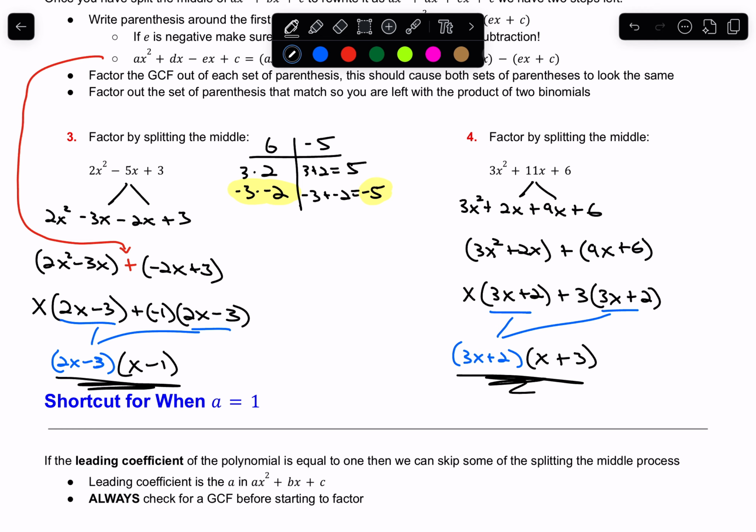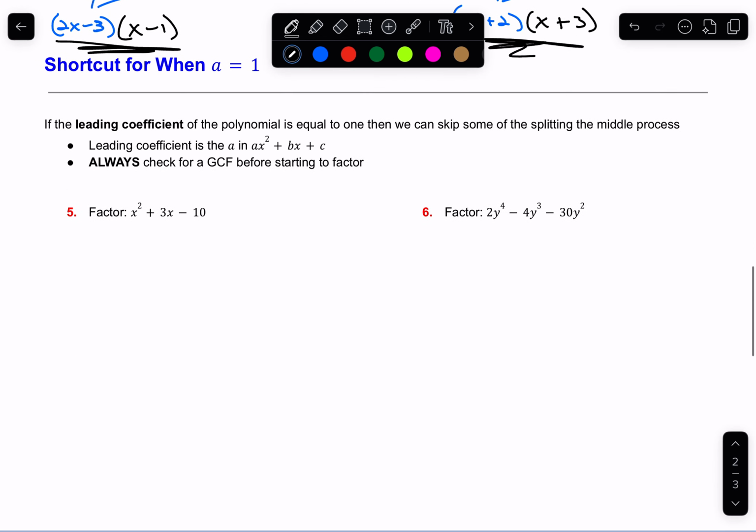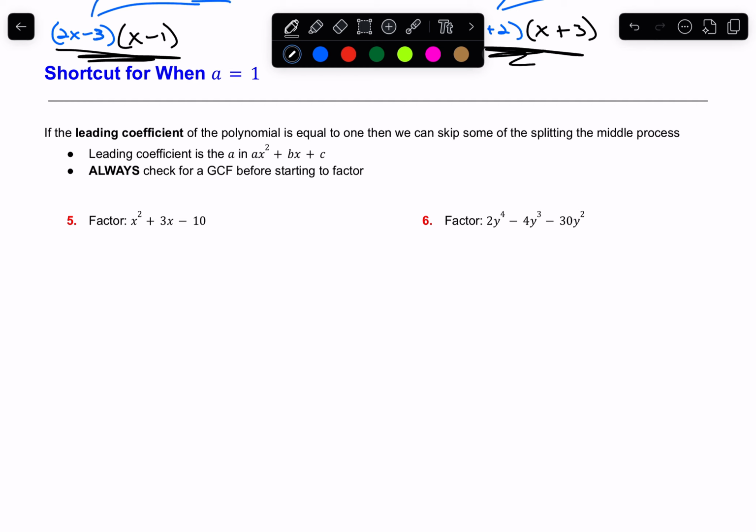All right, now let's look at a shortcut real quick. So the shortcut is when a equals 1. If the leading coefficient of the polynomial is equal to 1, we can skip some of the middle steps. The leading coefficient is the a in ax squared plus bx plus c. So all we have to do is, if that's 1, well, I'm just going to show you. It becomes so much easier, guys. And this is probably what you've seen in the past, but remember, this is a shortcut. This is not the starting method. Okay, the next one, by the way, the bullet point says always check for a GCF. So in number 6, we're going to have one step before we do the shortcut. All right, number 5 first.